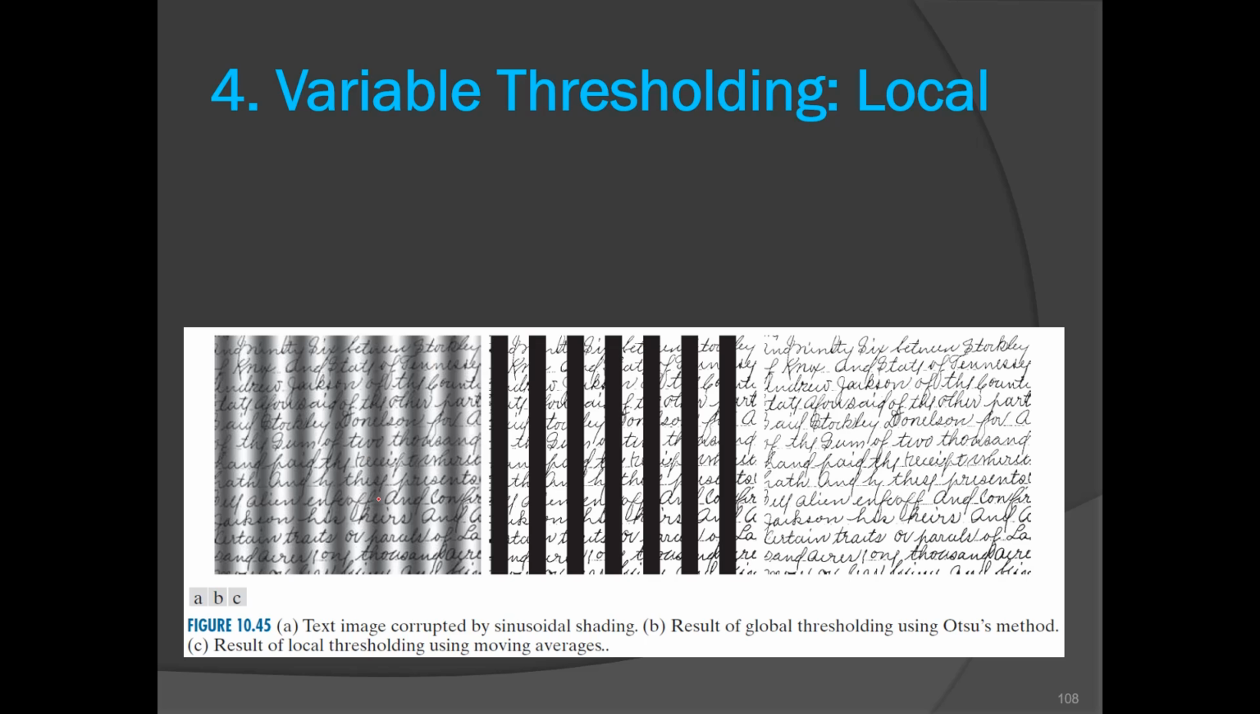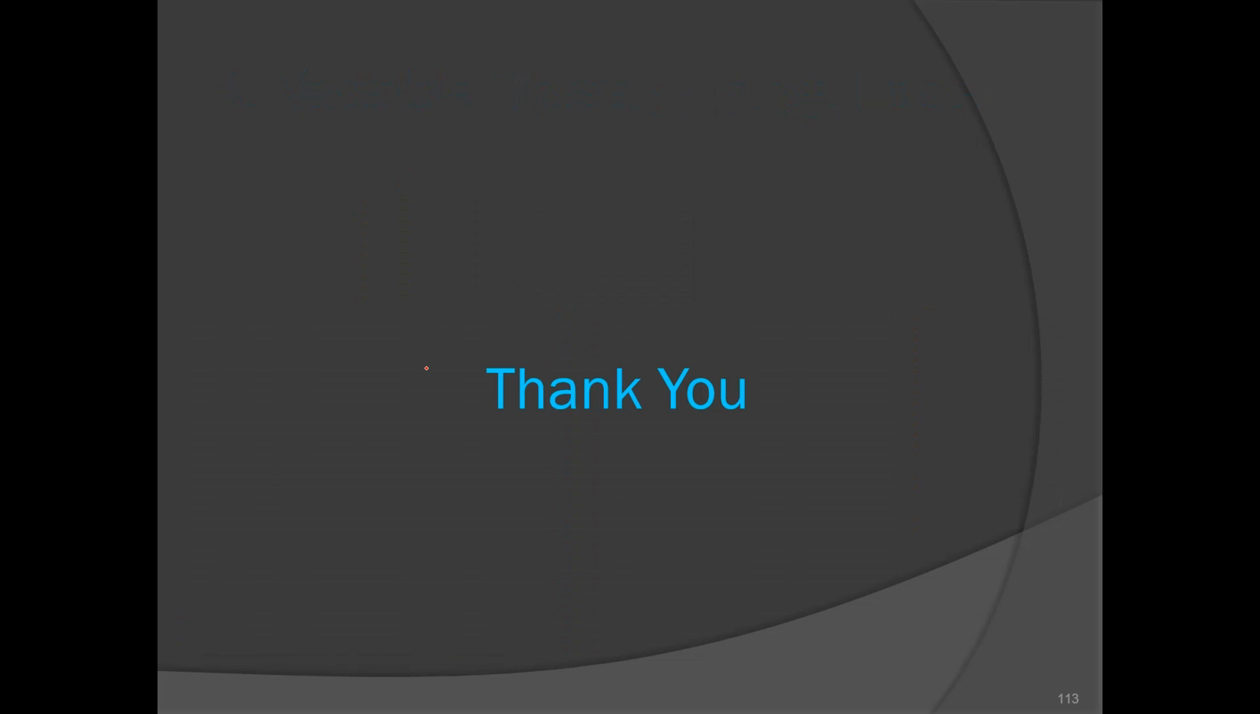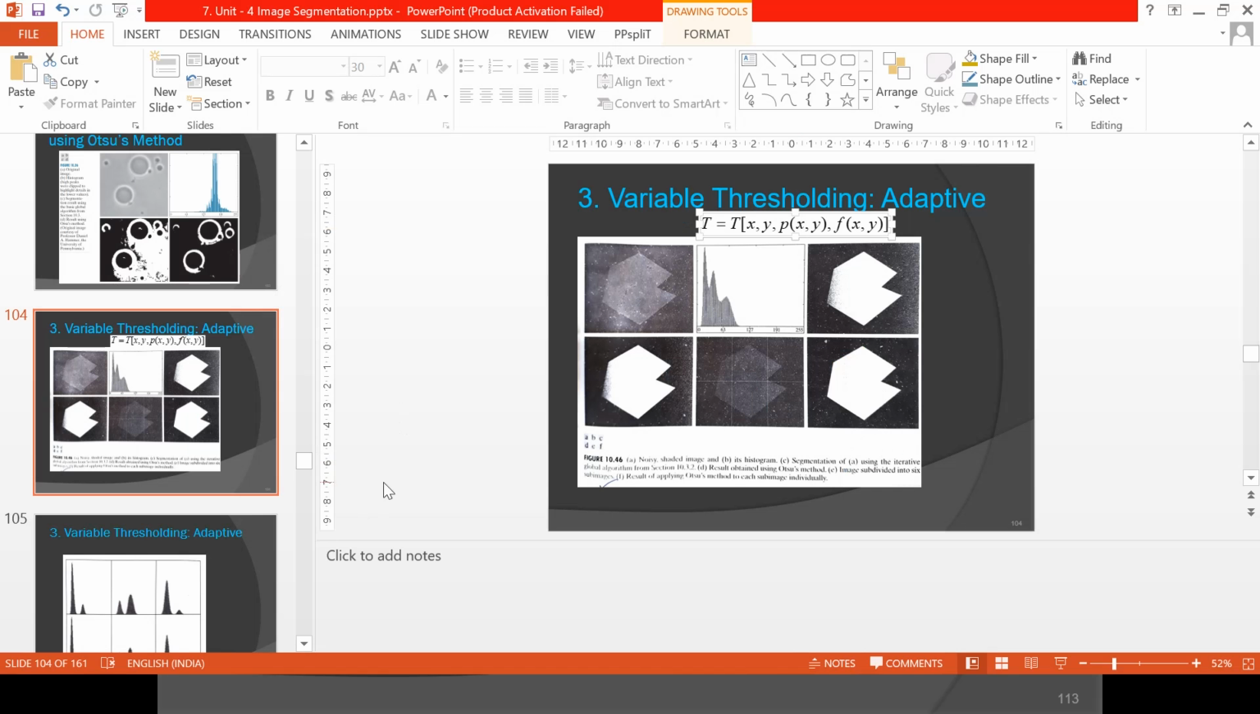This is another example of moving average. As you can see here, we have a sinusoidal shading effect, so we get peaks and valleys of the shades. This is the result of the Otsu method, and this is the result of the moving average method. Okay, so in this way we have completed our fourth unit.